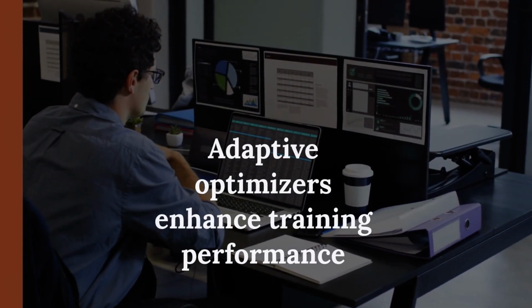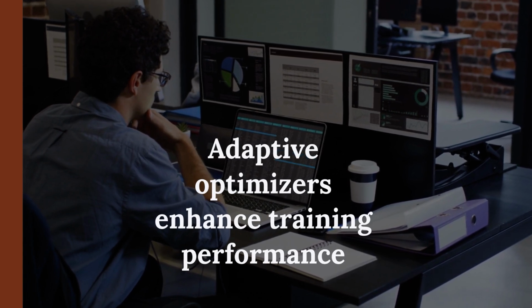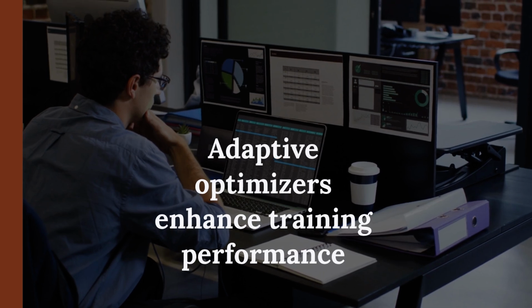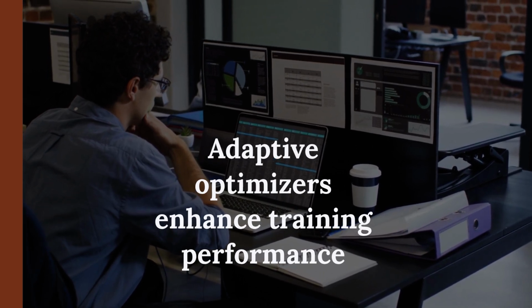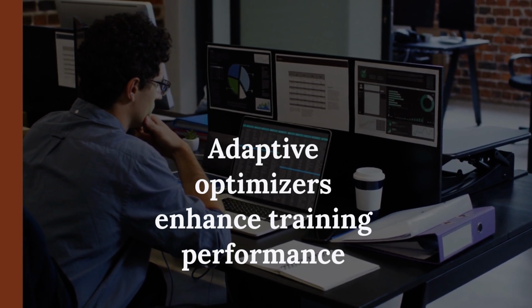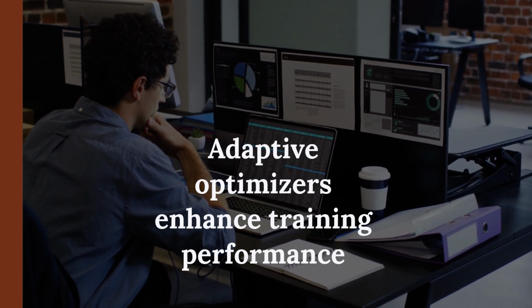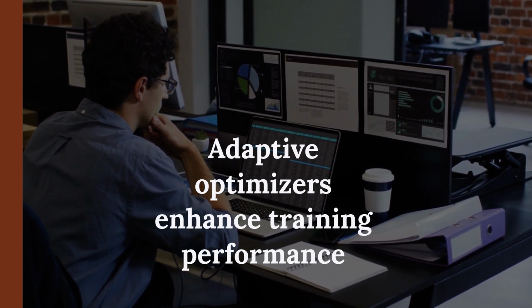RMSprop adjusts learning rates based on gradient magnitudes. Adam combines momentum and adaptive rates for fast convergence. These optimizers outperform plain SGD in early training. They require minimal tuning and are widely used. Understanding these strategies enhances training performance.